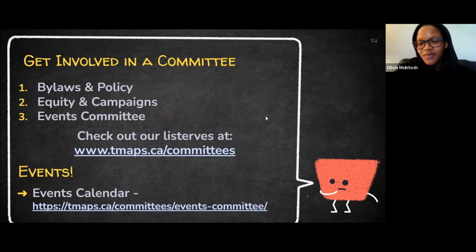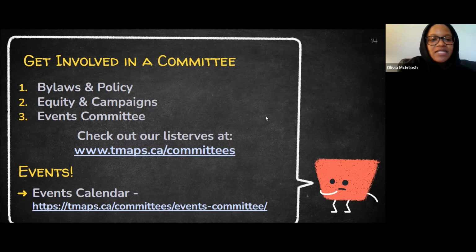We have 3 committees for you to get involved. The first one is the Bylaws and Policy. The Bylaw and Policy Committee is where members get to be a part of reviewing, amending, drafting, and even writing new policies and bylaws for Tmaps. Even make suggestions on university policies.